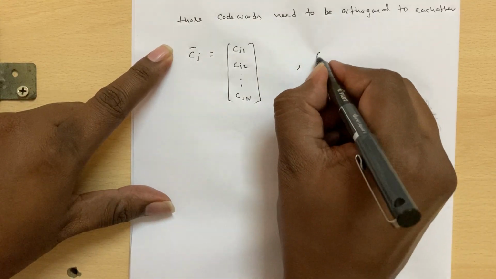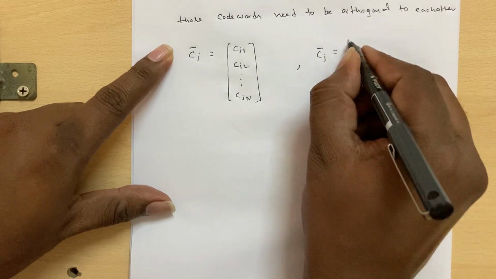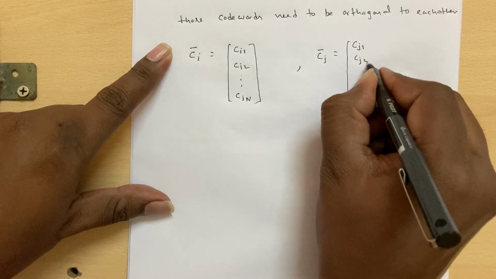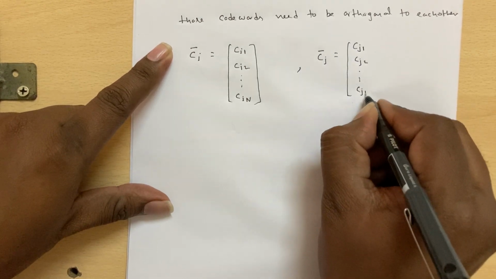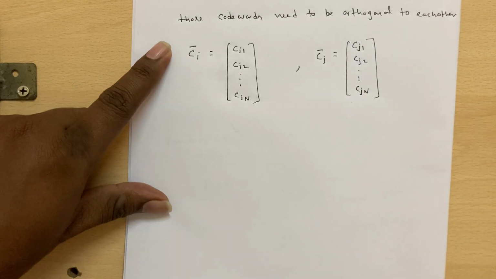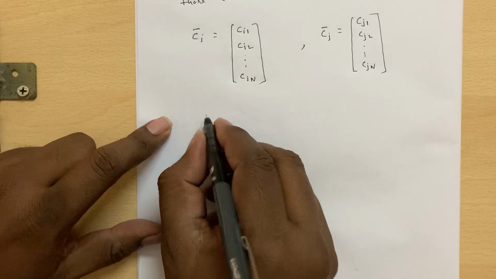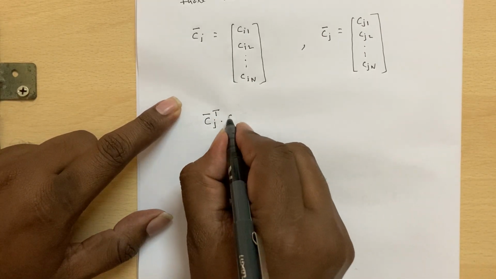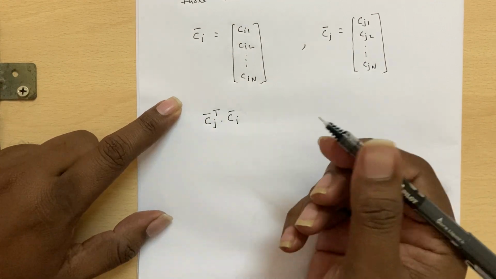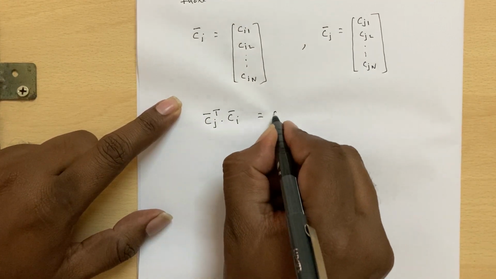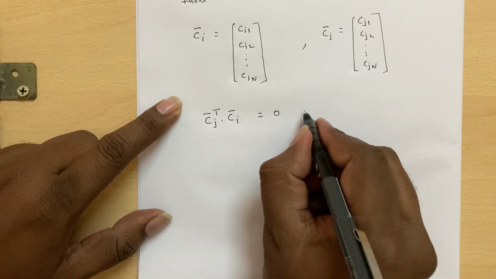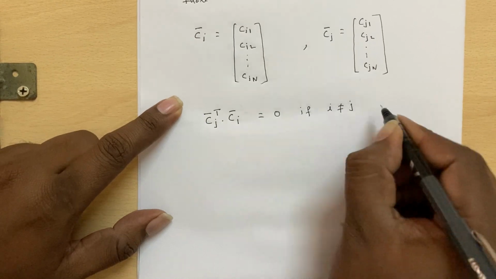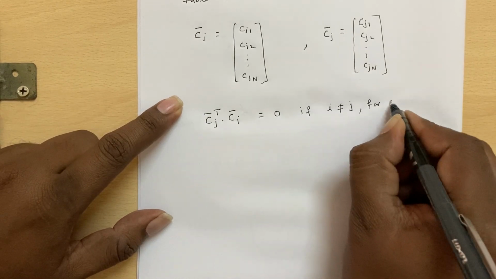And the jth code word is a vector Cj1, Cj2, up to CjN. If these two codes are orthogonal, it means their dot product, the transpose of the jth code word with Ci, must be 0 if i is not equal to j, for orthogonality.